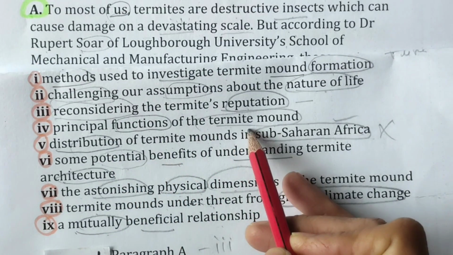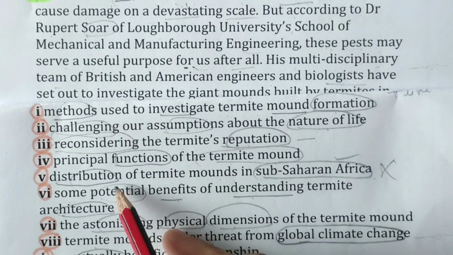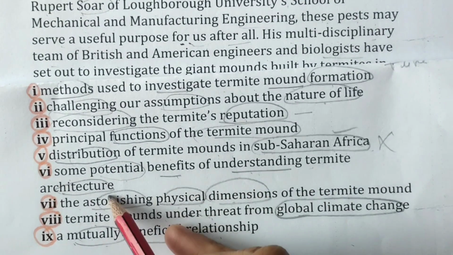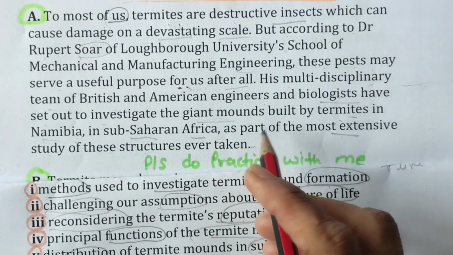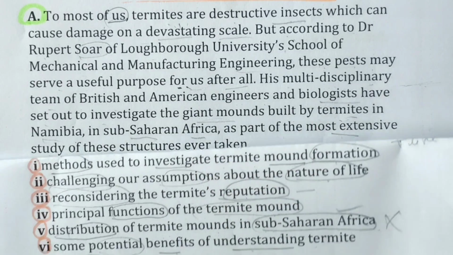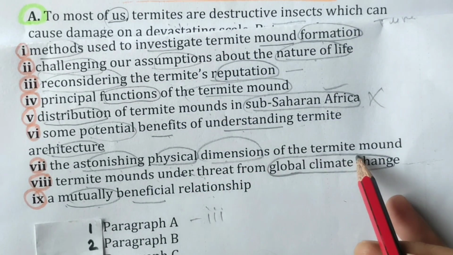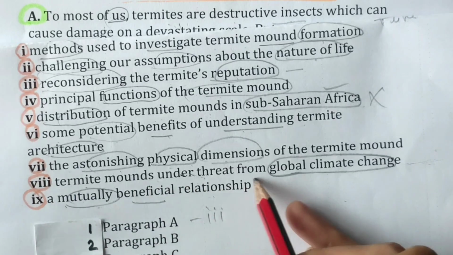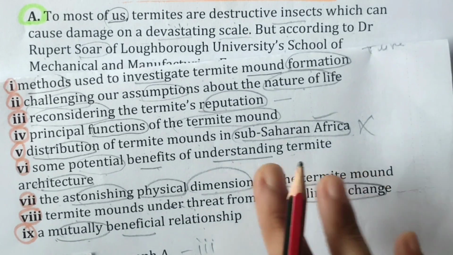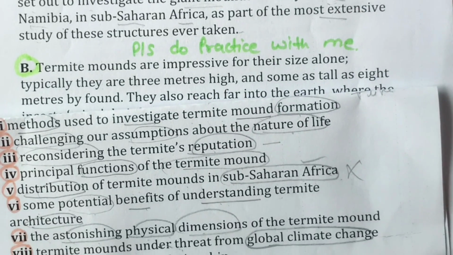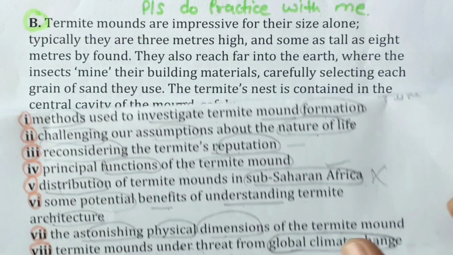Principal functions of termite mounds, it is not described over here. Some potential benefits of understanding termite architecture. Some benefits, no. Structure benefits is also astonishing. Physical dimensions of the termite mound. Termite mounds under threat. No, nothing is given relating to that. A paragraph is done. Now let's move to B number paragraph.